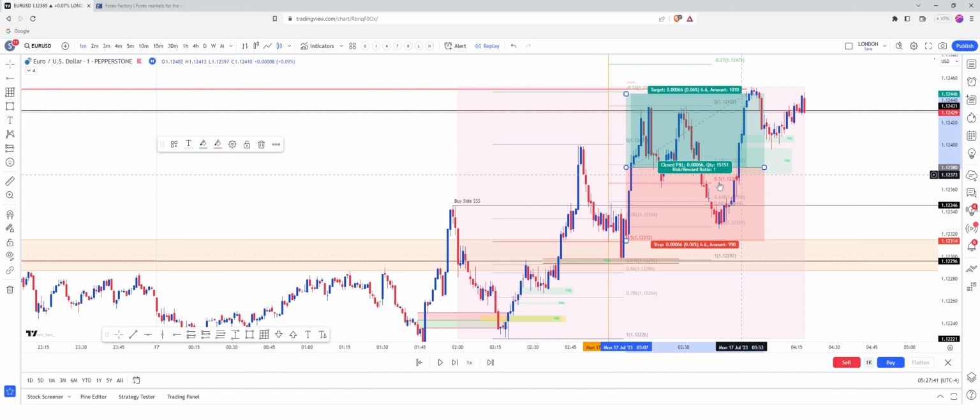Again, silver bullet, you would have made a 1-to-1 if you had a more sensible stop loss than I had as well. So you could have had the 5 pip stop loss, close out 1-to-1, or a 6 pip stop loss, close out 1-to-1.